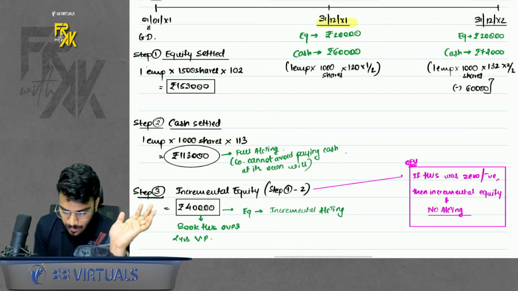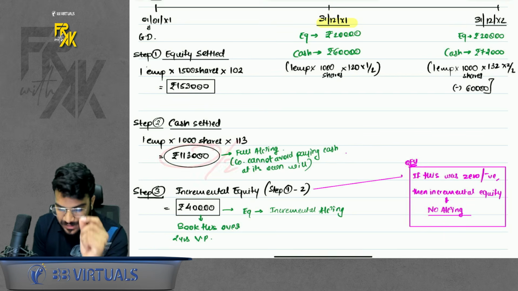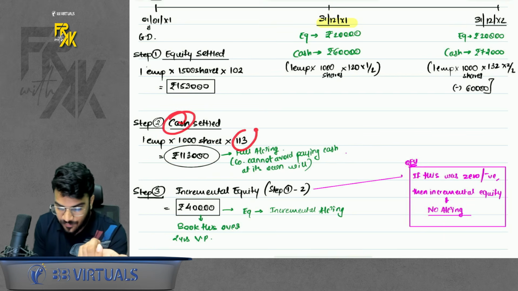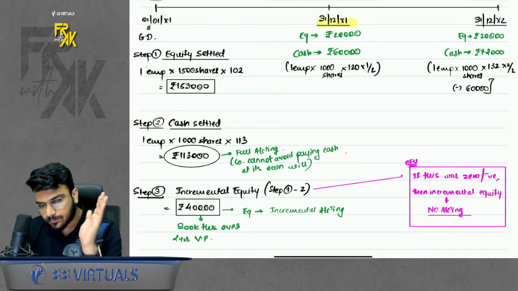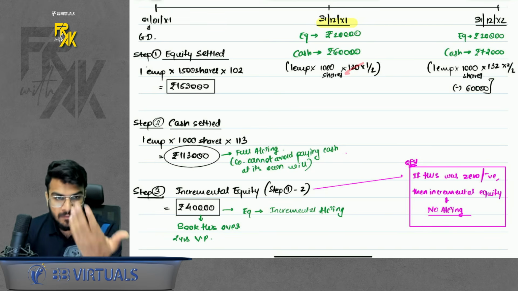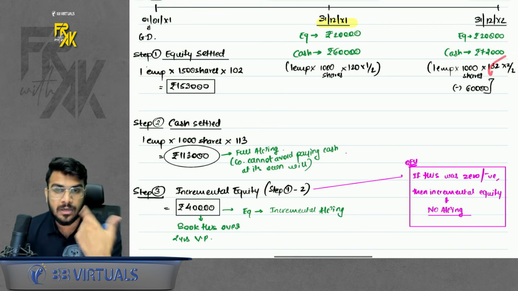What about cash? You cannot directly divide by 2. Why? Because cash settled gets affected by changes in fair value. So for cash, compute the expense separately: on year 1 end, based on the year 1 end's fair value, and on year 2 end, based on the year 2 end's fair value.